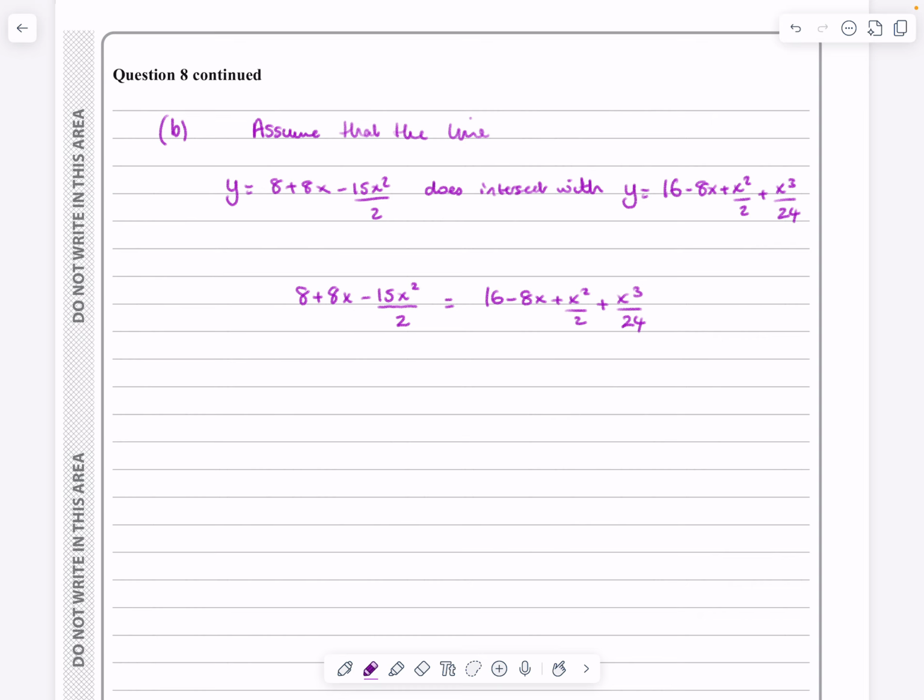So with this one here, what I'd do is I'd just tidy this up. So I'd take x cubed over 24 plus 8x squared minus 16x plus 8 is equal to 0. I've just taken everything over to that side and made my equation equal to 0.